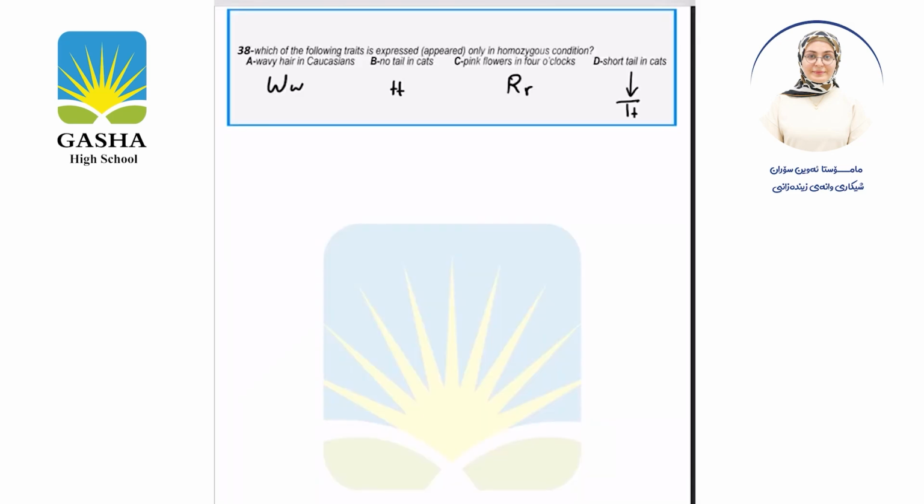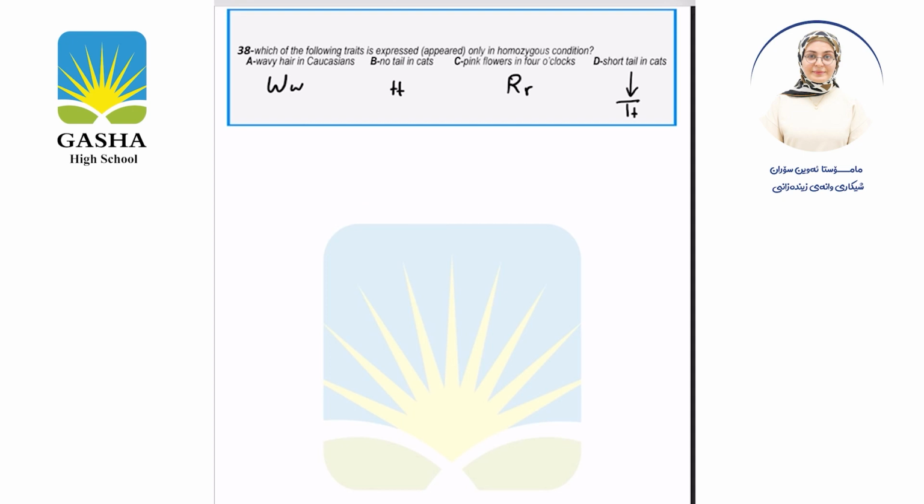Question 38, which of the following traits is expressed only in homozygous condition? Okay, we are searching for homozygous. It means both alleles are the same. In A, wavy hair in Caucasian. Wavy hair is mixed between the normal hair and curly hair. So it's two alleles, and each of them is different, so it's not homozygous.